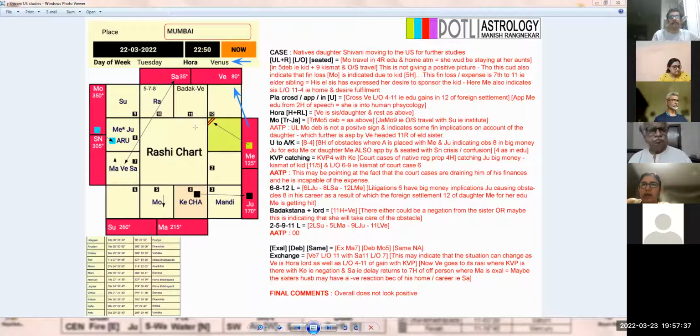Look at the chart. 11th house and 4th house. 4th house, correct? 11th house and 4th house. 4th house is the house of what? Home atmosphere, education. Who is seated there? Kavi Ku, Chhatra. Okay, let's not go.